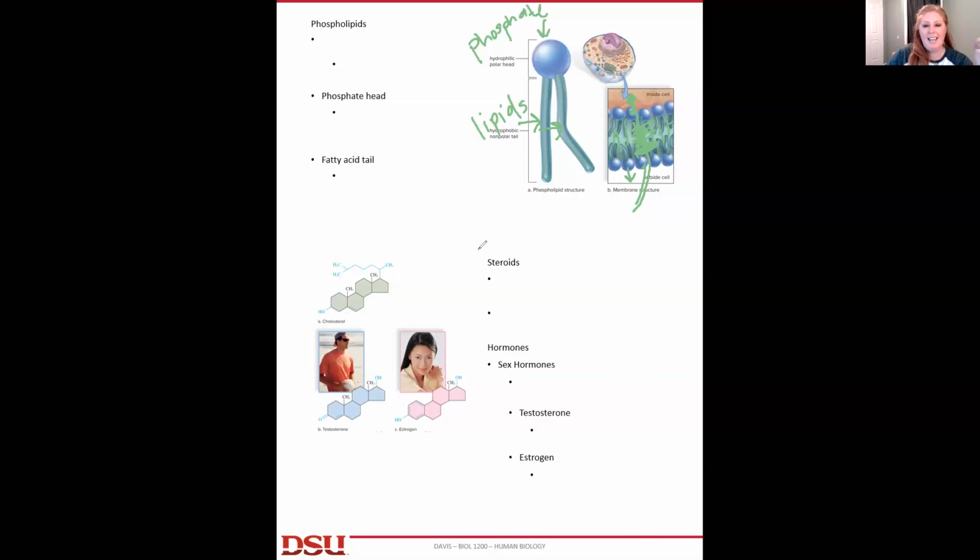For everything else that can't just cross the membrane because of the phospholipids, we have transport proteins, and we'll talk more about that when we get to the cells. But for now, let's go ahead with our phospholipids. So phospholipids are going to, like I just said, make up cell membranes.